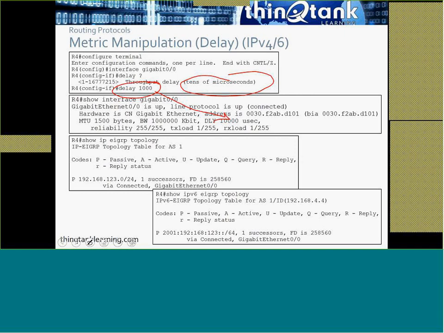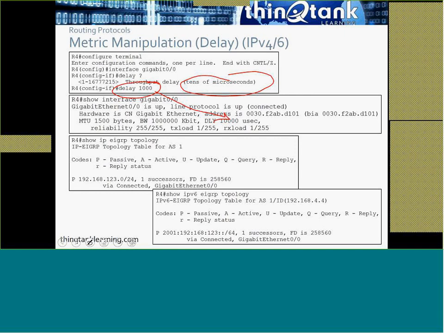In the configuration, it's in tens of microseconds. And then in the formula, it's in tens of microseconds. Right. So the smallest increment that you can adjust delay by is 10 microseconds. You can't set the delay by values of 1, in other words.